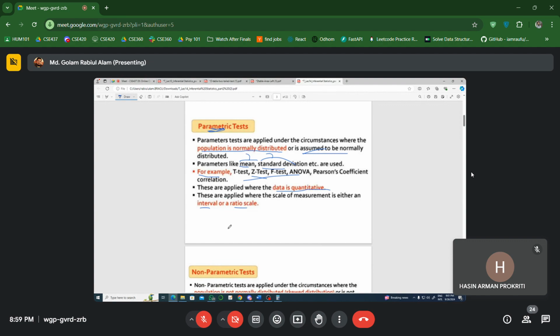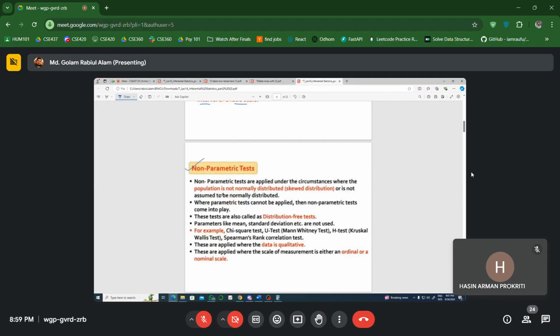Then for the non-parametric test, the first thing we need to think about is that the population is not normally distributed. You can find a skewed distribution for that, maybe skewed to the left or skewed to the right. In our last class, we also discussed the skewed distribution. Or we can say that we have to assume that the data is not normally distributed.